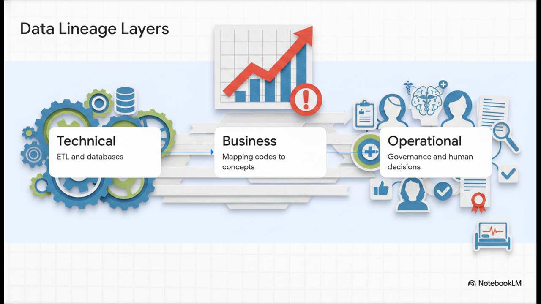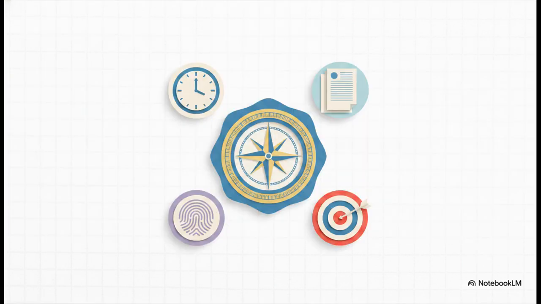First, technical lineage, which tracks how data moves across databases and ETL processes. Second, business lineage, which maps those raw billing codes back to actual clinical concepts. And third, operational lineage, which documents the governance approvals and the human decisions involved. You literally need all three of these to trace a final hazard ratio directly back to a patient's original electronic health record encounter. To keep all this governed, the industry leans heavily on the ALCOA Plus principles.